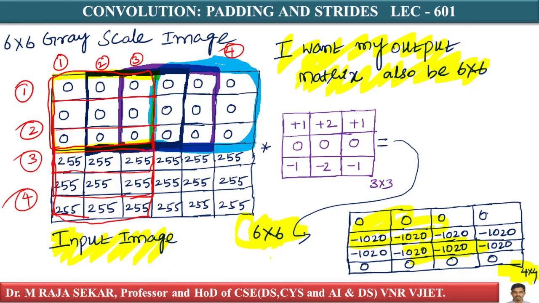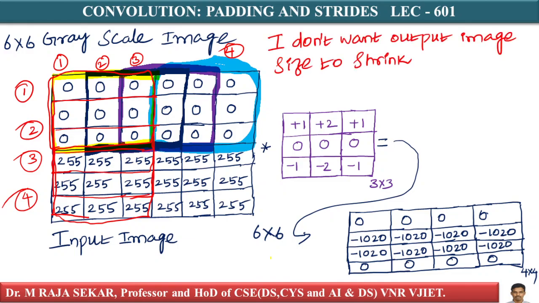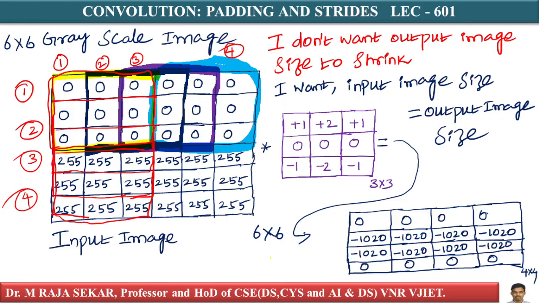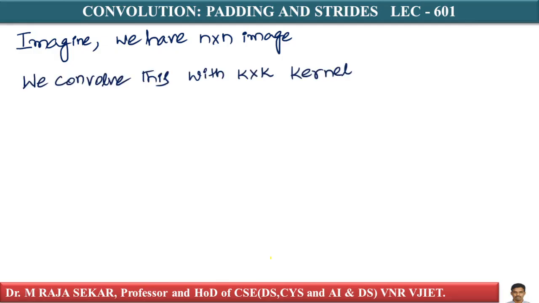What can I do? Let's understand what happens when you do convolution. How does the size get reduced? Imagine we have an n by n image. Here the input is 6 by 6 and my output image is shrinking to 4 by 4. I want the input image size to equal the output image size. That's what I need, isn't it? Imagine we have an n by n image, and we convolve it with a k by k kernel, isn't it?